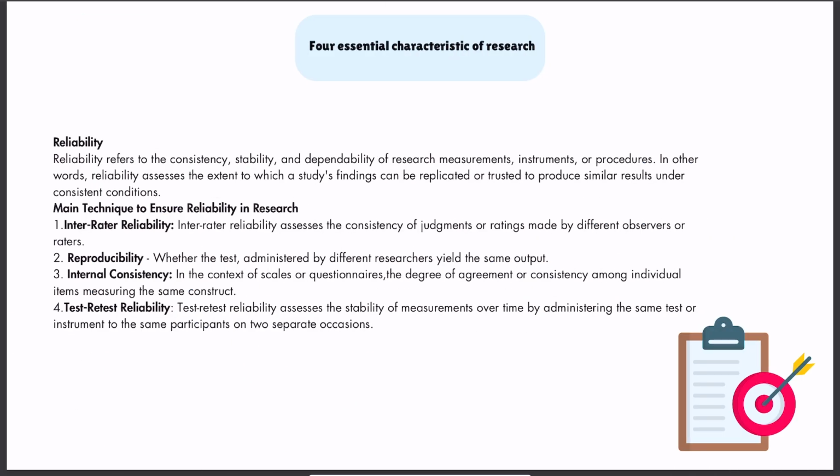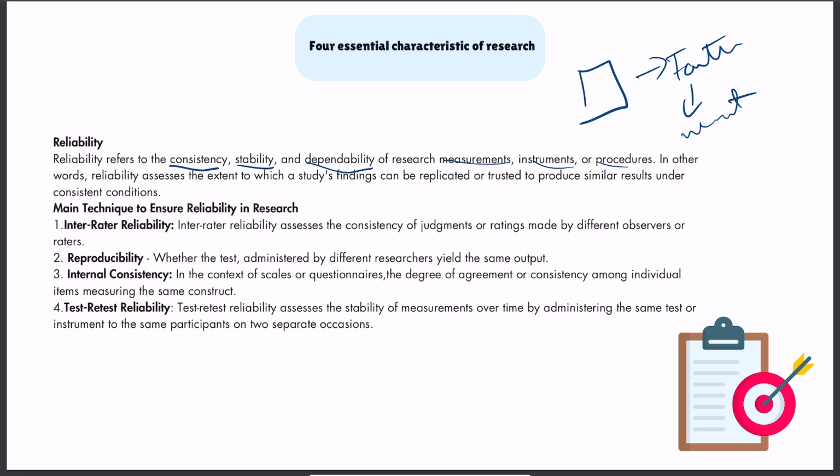Next, we have reliability. Reliability refers to the consistency, stability, and dependability of research measurement, instrument, or procedure. It basically means that a study's finding should be replicated under similar conditions. So, if someone else were to do my research again on factors influencing health checkups, will they also get the same result that I did? So, some of the different aspects under reliability are inter-rater reliability.